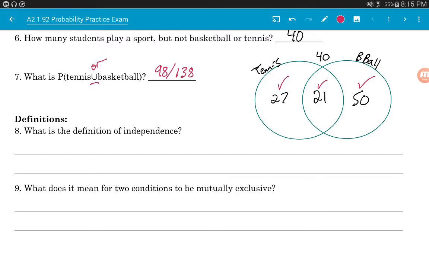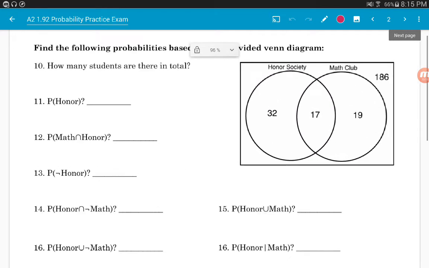The definitions of independence and mutual exclusivity I just covered in the first notes, so I'm not going to rewrite those. You have a provided Venn diagram here. So it's honor society members and math club members, and then these guys on the outside who aren't in either. When I add all these up, 32 plus 17 plus 19 plus 186, I'm going to get 254 people total. It's important to remember that the 186 on the outside is not the grand total. That's just the people who aren't in either club.